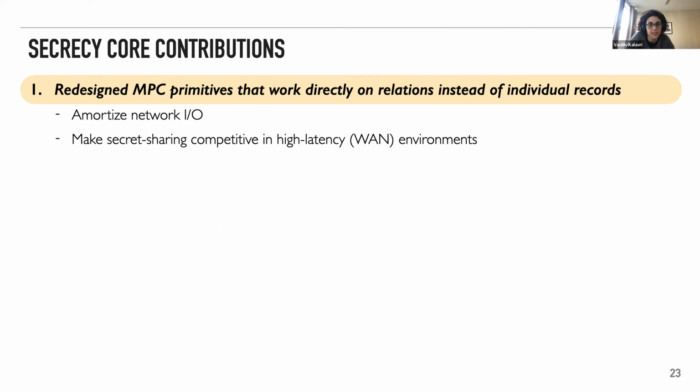The first one is that we rewrote all MPC primitives. We redesigned them to work directly on relations instead of individual records. And this makes a huge difference because if you use an MPC library as a black box, then every multiplication and every logical AND operation will require one round of communication, right? So if you have a very complex formula to evaluate, that's a lot of communication. By redesigning the primitives, we can amortize network I/O a lot.